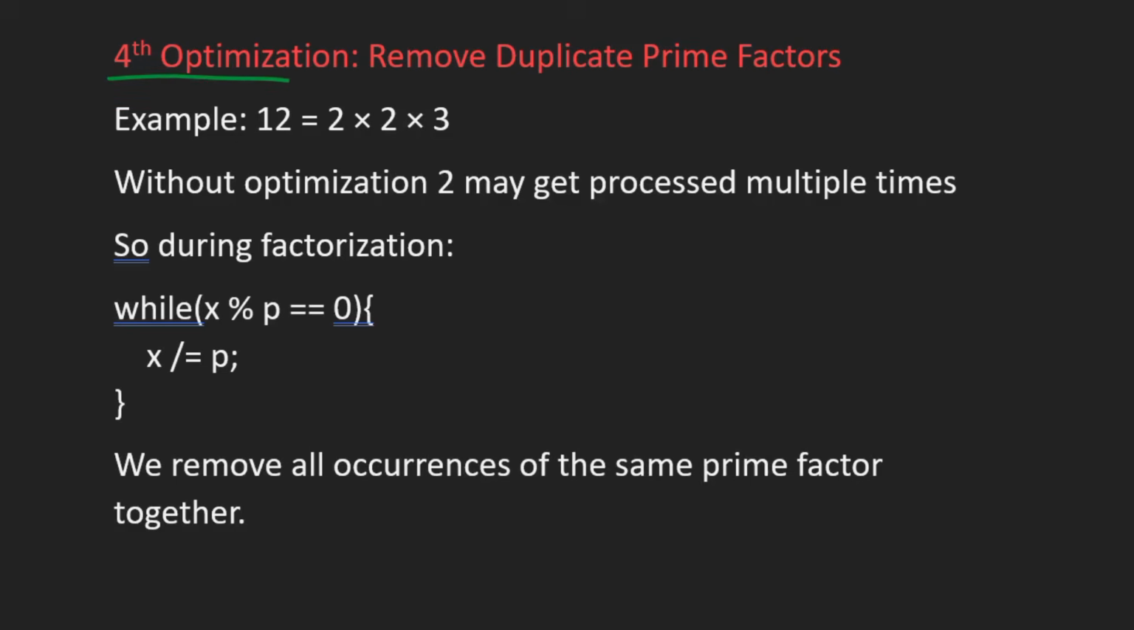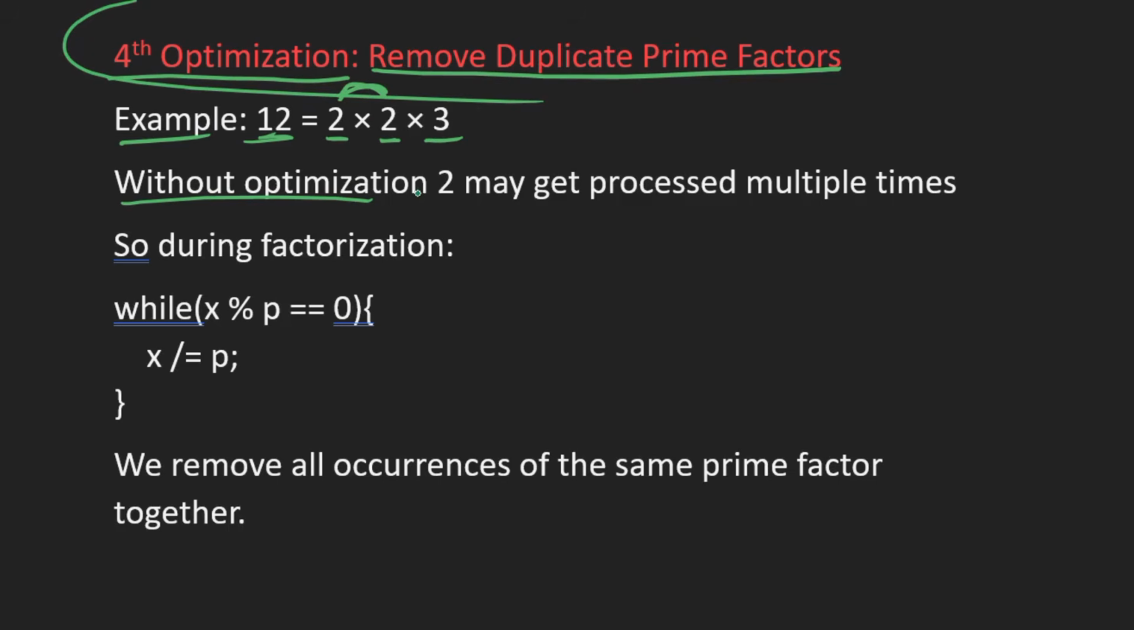Next we'll see the fourth optimization, which is removing duplicate prime factors. Here 12 has factors 2, 2 and 3, so 2 appears 2 times. If we do not do this optimization, then 2 may get processed multiple times. This 2 will get processed 2 times, right?